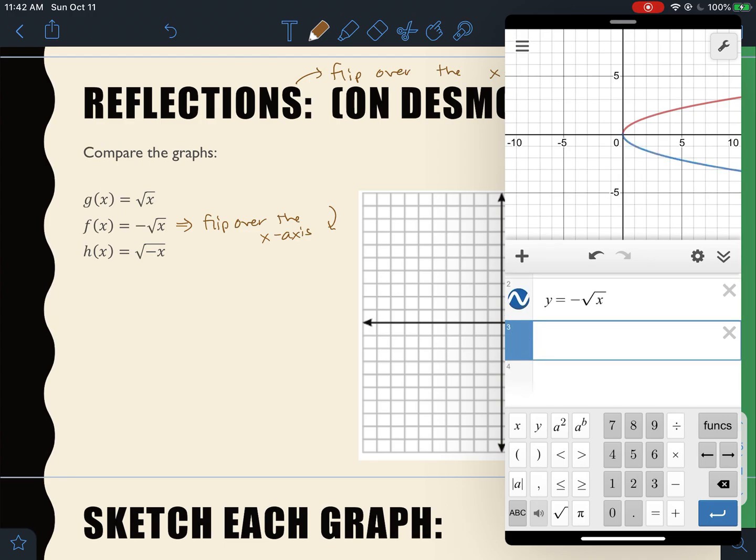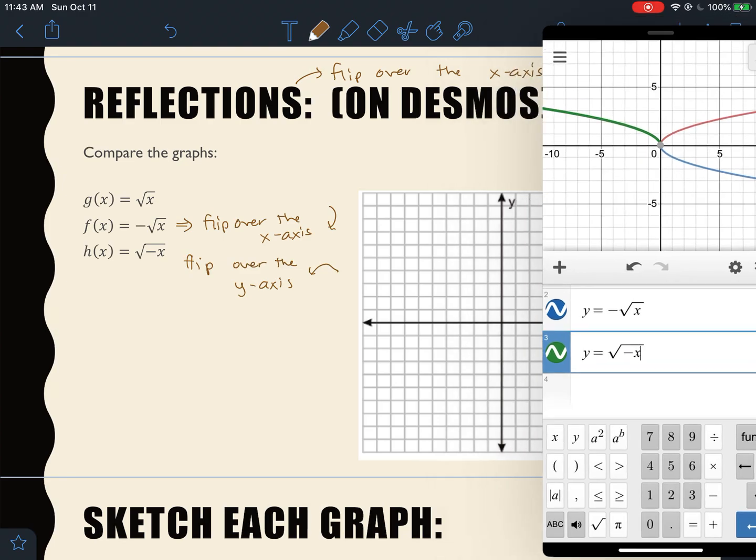What do you think if I put the negative on the inside of the square root, what's that going to do? So the square root of negative x. Oh, that's going to be the green one, and that flipped it over the y-axis. So when the negative sign is underneath the square root, that's going to flip it over the y-axis, or it flips it from the right side of the graph to the left side of the graph.